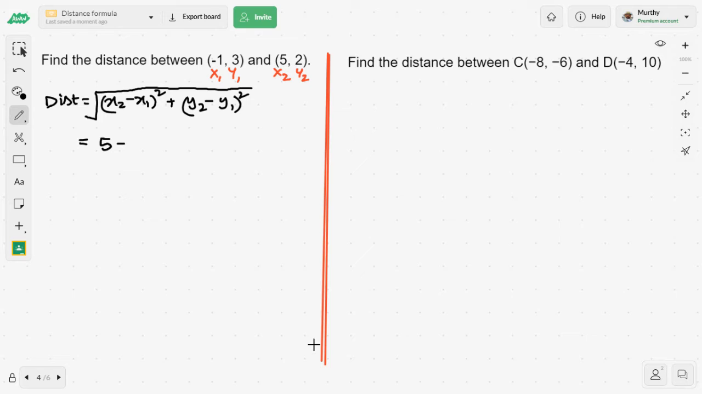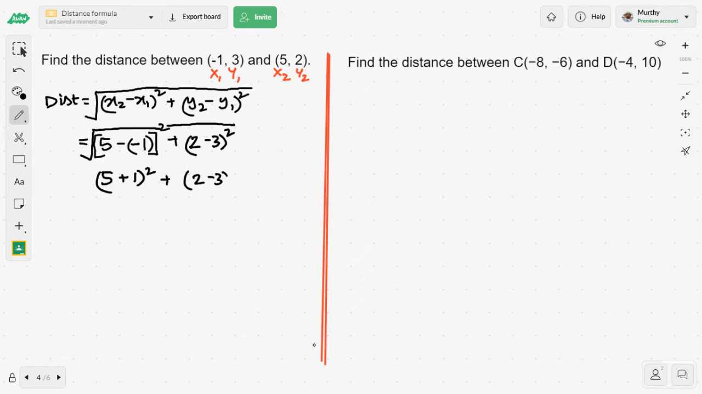when you plug in, please be careful. X2 subtract x1, I see that it is -1. So negative of -1, take an extra parenthesis, square, plus y2, you see that 2 subtract 3, therefore 2 subtract 3 whole square. Then this is under the square root. Okay, so 5 negative of -1, that gives me positive sign, so 5 plus 1 square plus 2 minus 3, let it be 2 minus 3 square.